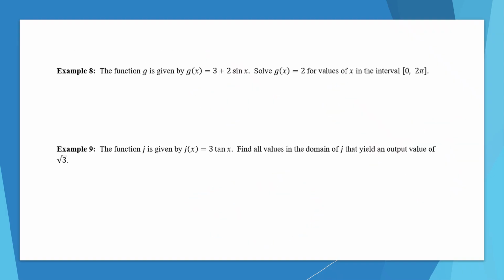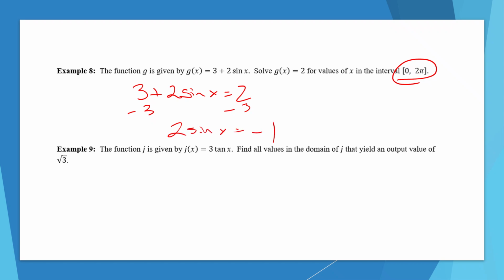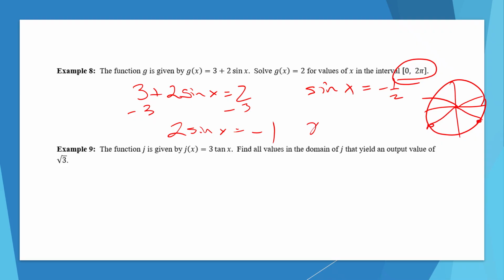All right, example number 8 and 9. This one also has a restricted domain, so we're only going to have 0 to 2 solutions, so 3 plus 2 sine x equals 2 minus 3. 2 sine x equals negative 1. Once we have that there, then what we want to do is divide by 2. So sine x equals negative 1/2. And then sine of x equals negative 1/2 from 0 to 2 pi at a 30-degree reference angle, but it should be in the third and fourth quadrant. So x equals 7 pi over 6 and 11 pi over 6 there.